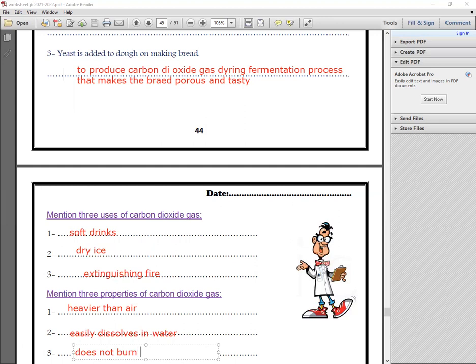Doesn't burn and doesn't help in burning. So it's used in extinguishing fire.